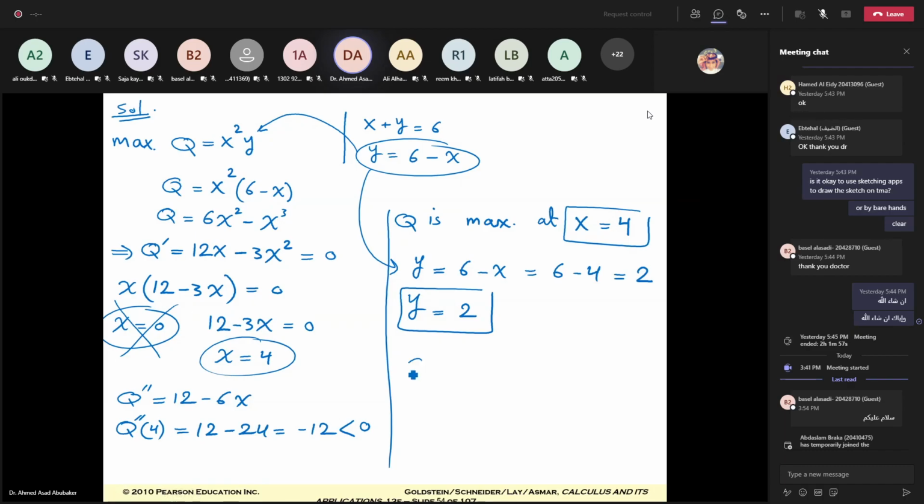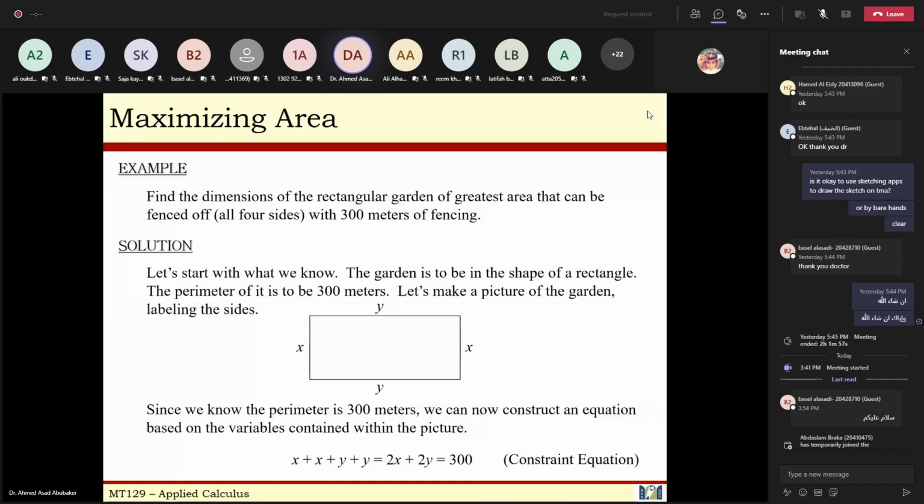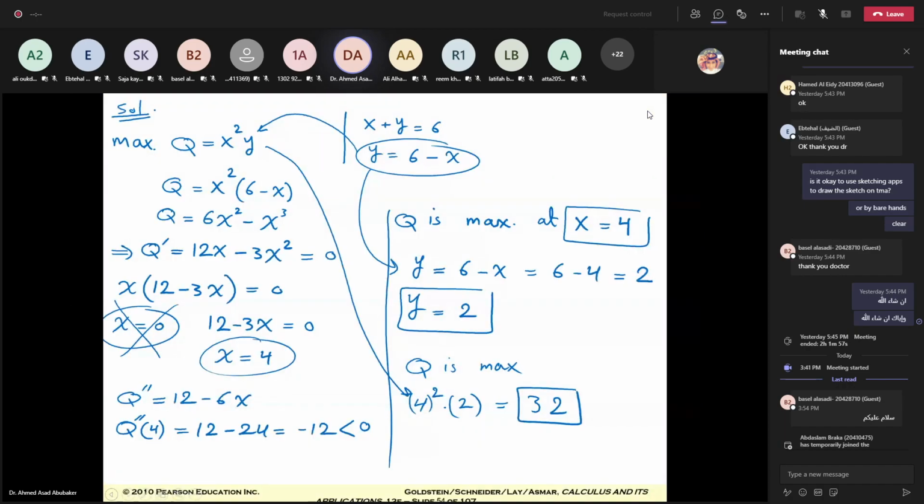If we need to find Q, it is maximum at x equals 4. Q is x squared multiplied by y, so 4 squared multiplied by 2: 16 multiplied by 2, so we have 32. This is the maximum value for Q. Any question?